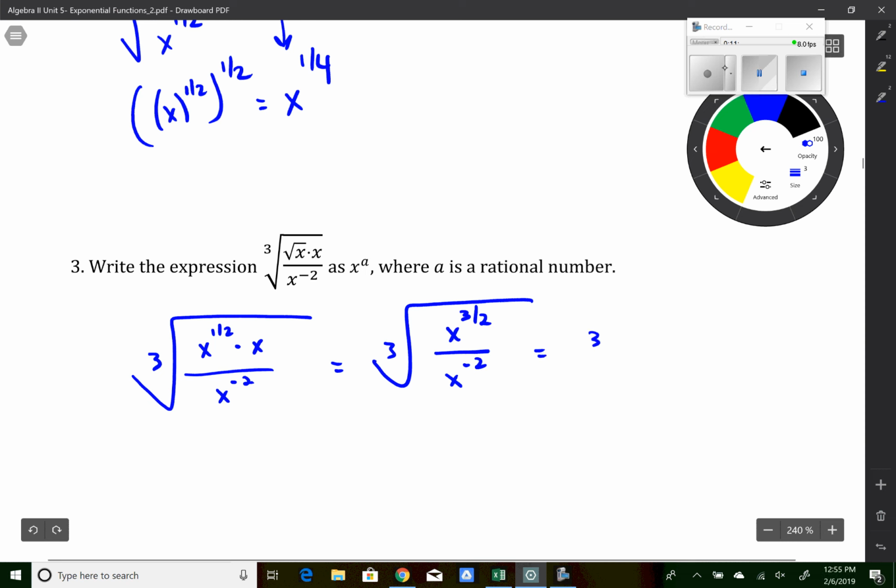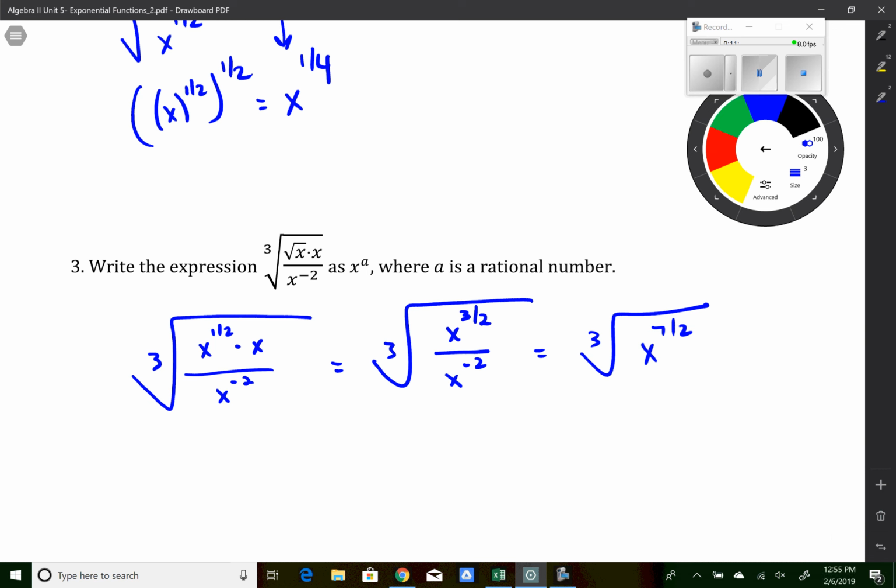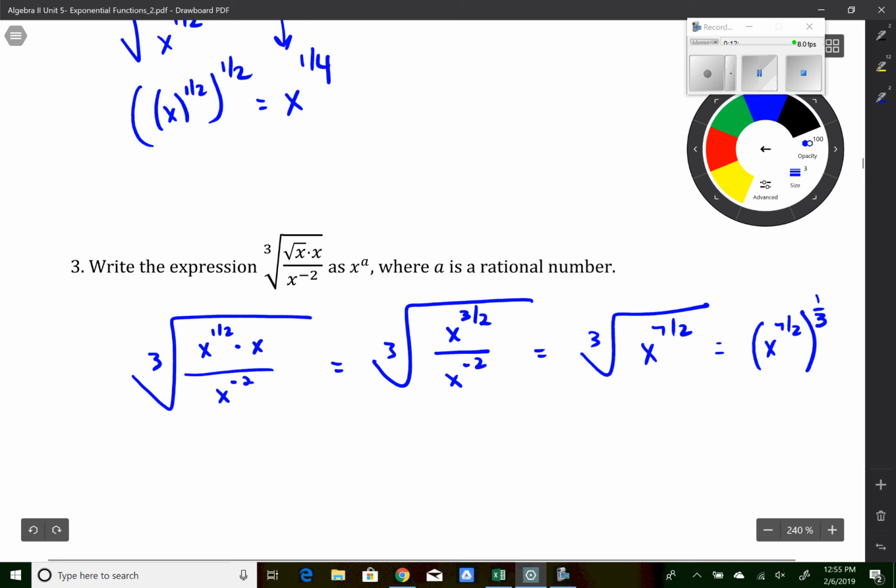Dividing means we're going to subtract those exponents. So if I do 3/2 minus negative 2, we get x to the 7/2. Then I can finally get rid of that cube root, make it a 1/3. So I have x to the 7/2 to the 1/3, meaning I have x to the 7/6. So A in this problem should be 7/6.